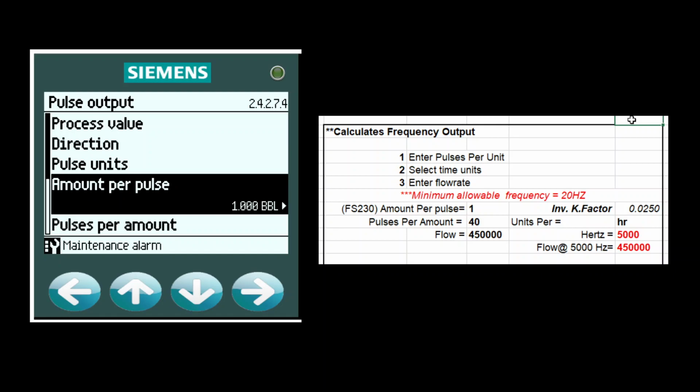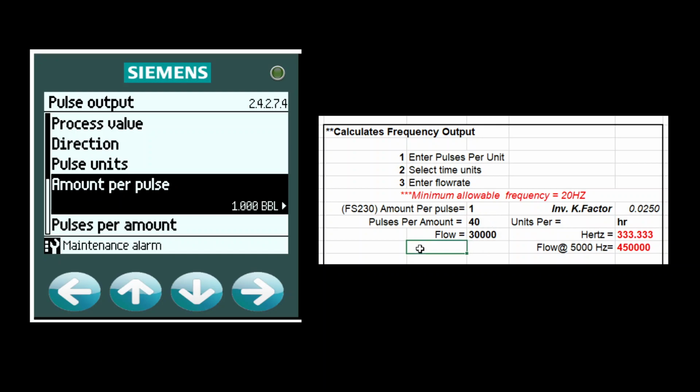So I'll include a link to this little calculator that I made. It's also helpful in determining what frequency you will have at what flow rate. So if I just make up a flow rate here, it'll show you exactly what the frequency you're going to get at this flow rate based on the combination of these two numbers.